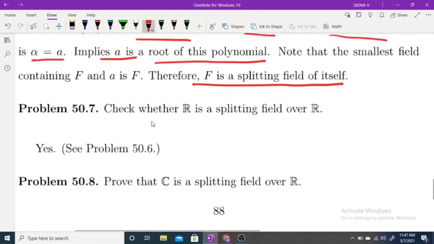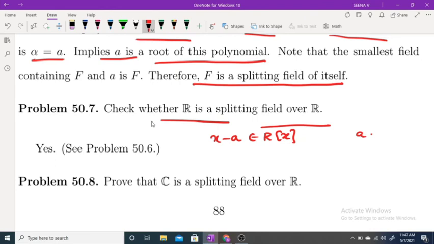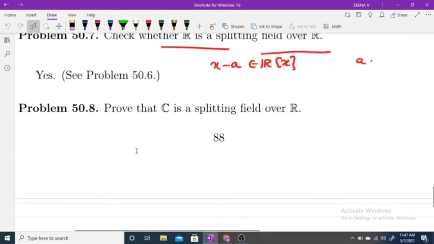Check whether R is a splitting field over R. Using the same result, if F is a field, then it is a splitting field over F. Using the same, you can consider the polynomial x minus a in R of x, and the roots, and the smallest field containing R. Now prove that C is a splitting field over R. Try this as homework.